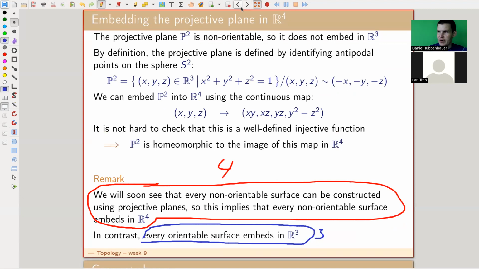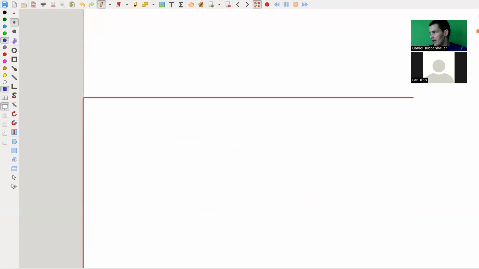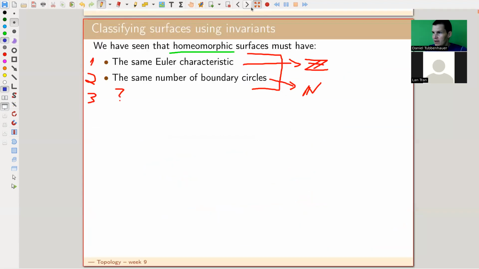I showed you non-orientability, so let's go all the way back to the beginning. It's probably faster if I do it like this. So we have this question mark on the first slide. What is the third ingredient we need? And it turns out the third ingredient is essentially orientability, and we'll see that in the next few lectures. So what do you need to do in order to check whether two surfaces are homeomorphic? Compute the Euler characteristic, compute the boundary cycles, and check whether it's orientable or not.